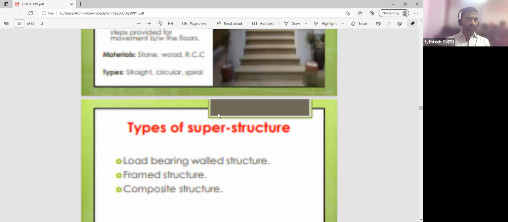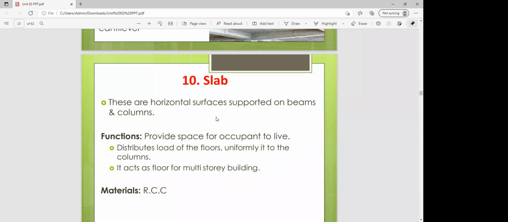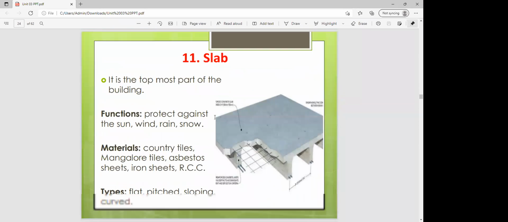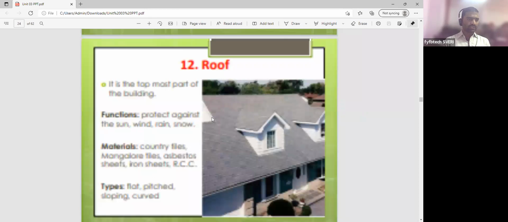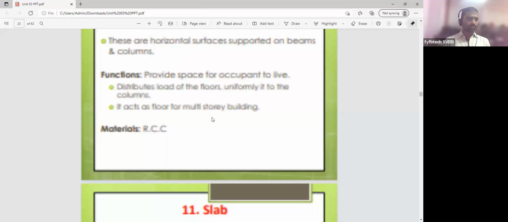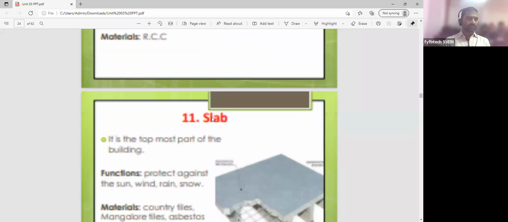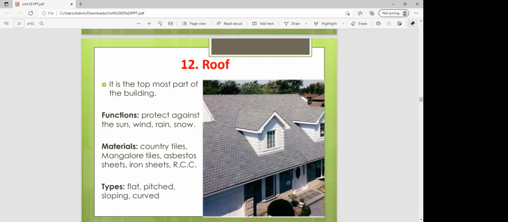Okay. Have you written slab in your notebook? Yes, sir. This slide you have written: these are horizontal surfaces, supports, beams, and columns. Have you written this one? Yes, sir. Then this one is remaining, correct? Okay, roof, the 12th one. Yes, sir, it is repeated. Okay. Roof, done? Any doubt?